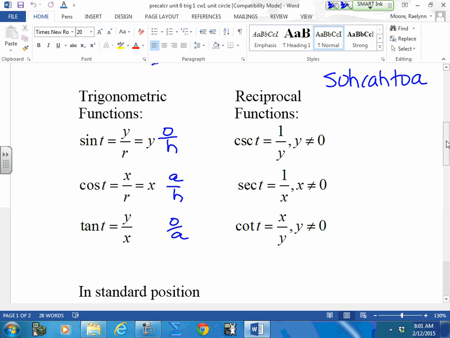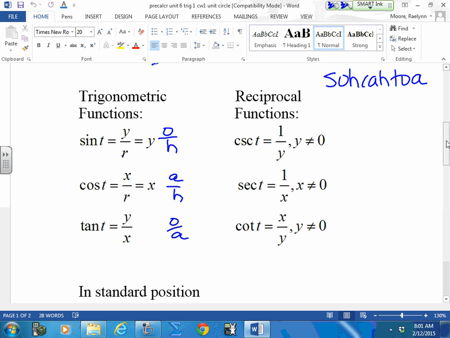When we use your unit circle, or any circle, we have x values and y values, and that's what's going to help make your triangles. So we say sine is y over r. Cosine is x over r. Tangent is y over x.